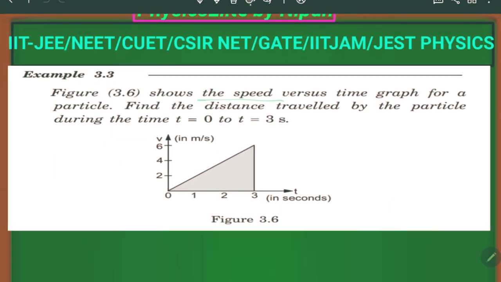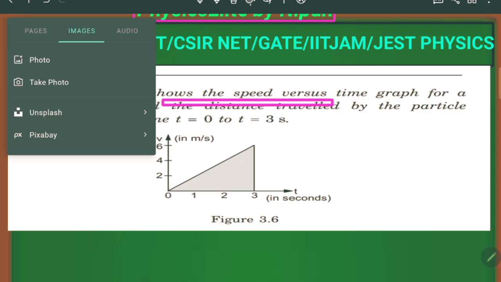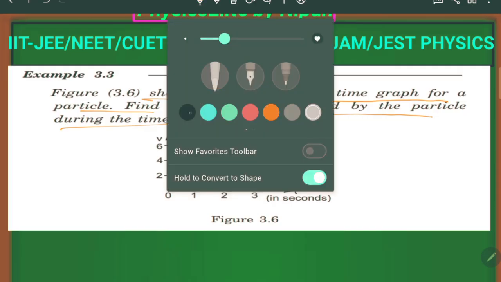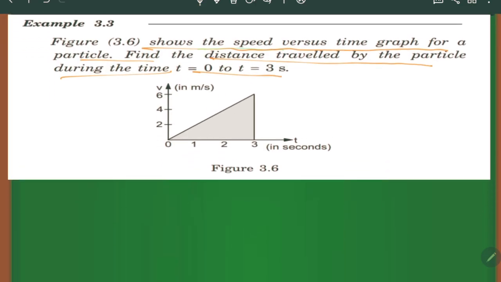Yeah. So the next question is, the figure shows the speed versus time graph for a particle. Find the distance traveled by the particle during the time t equal to 0 to t equal to 3 seconds. They are asking what is the distance traveled by the particle?